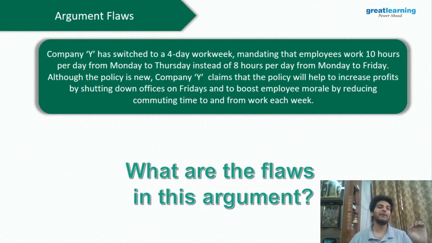So here the company states that if we reduce the work days from 5 days to 4 days and increase the working hours from 8 hours to 10 hours, then employees will be more productive and will generate more profits because employees are more productive. And also the company states that it will reduce the commute time for employees. Now you guys have to tell me what is the flaw in this argument.